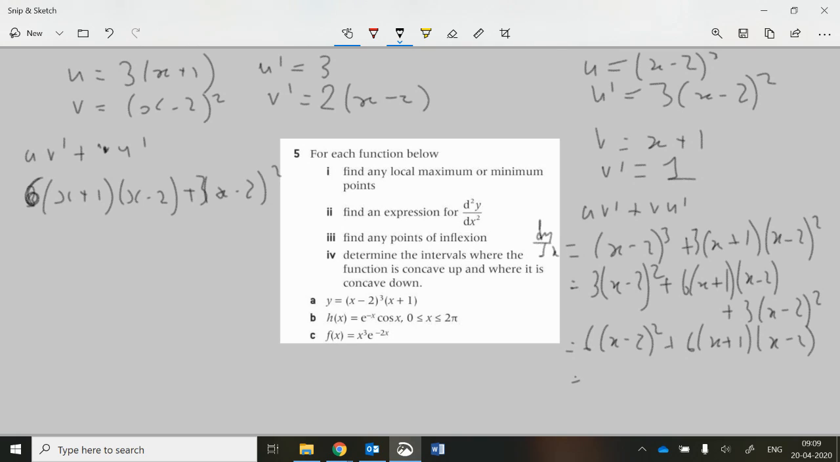Now I'm going to factorize out x minus 2 because I see it in both the expressions. Factorize out the 6 as well. And then inside the brackets, you're going to get another x minus 2 and plus x plus 1. Okay, and if you simplify this, you get 2x minus 1, which is what the answer gives you as well.